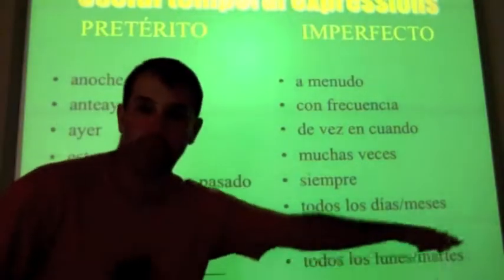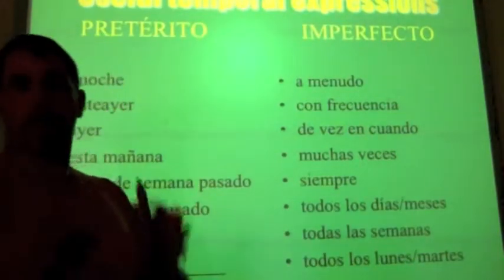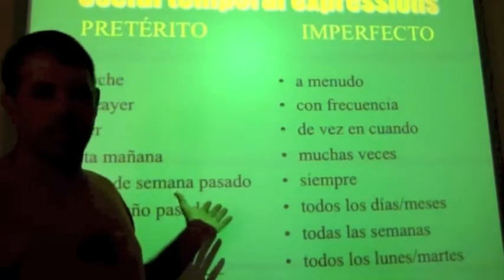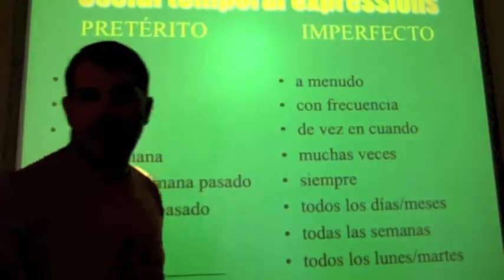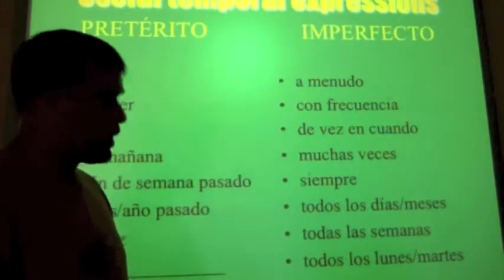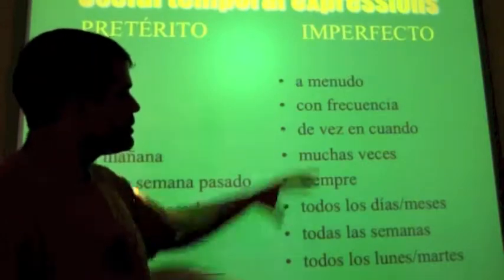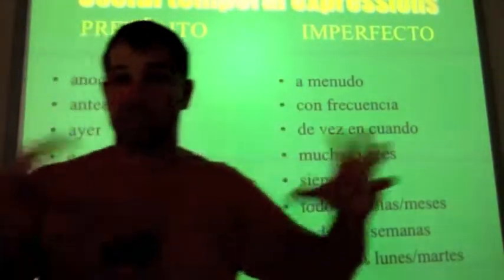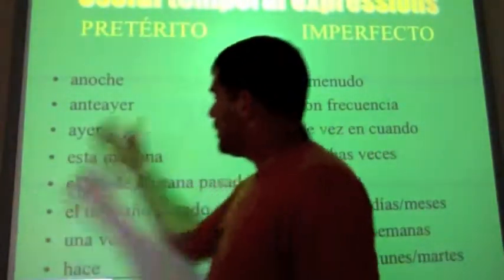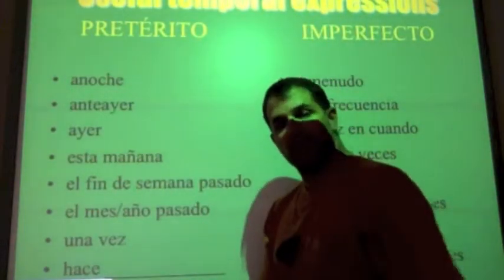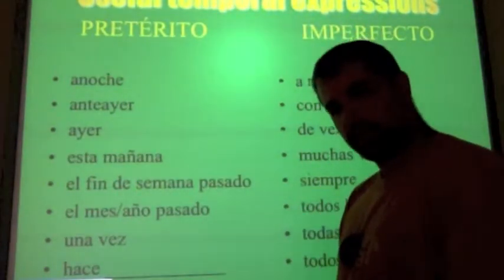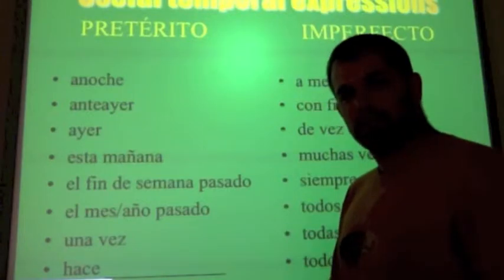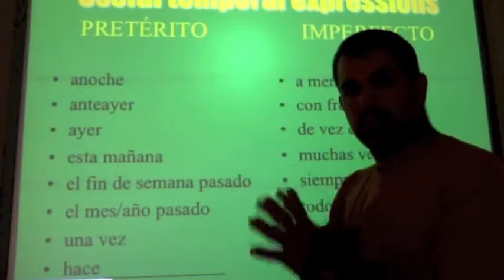Todos los lunes or los martes, I work. Let's say I worked. I used to work on all Mondays. Todos los lunes, trabajaba. Okay? So I used to work on all Mondays. So notice, all these time expressions have to do with extending the time habitually in the past. These time expressions have to do with one time in the past, and they're done. Okay? So that's a basic wrap-up of the difference between preterito and imperfecto.